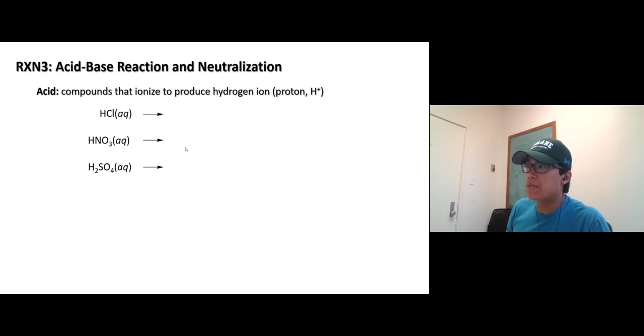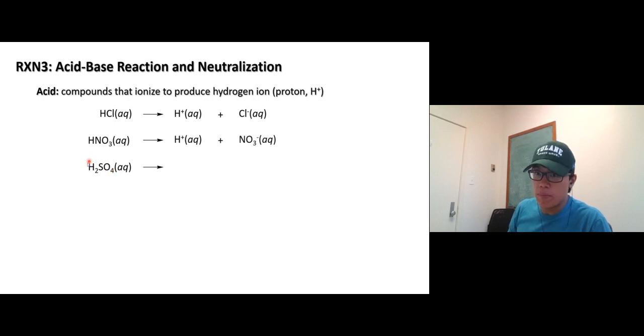All right, let's review the very last topic of the previous chapter. So we talk about an acid, right? Acids are covalent compounds that ionize and produce hydrogen ions or protons. For example, hydrochloric acid dumped in water breaks up into a proton and a chloride ion. Nitric acid gives you a proton and a nitrate. Sulfuric acid, watch out, there are two protons here, so you get two protons and then a sulfate ion.